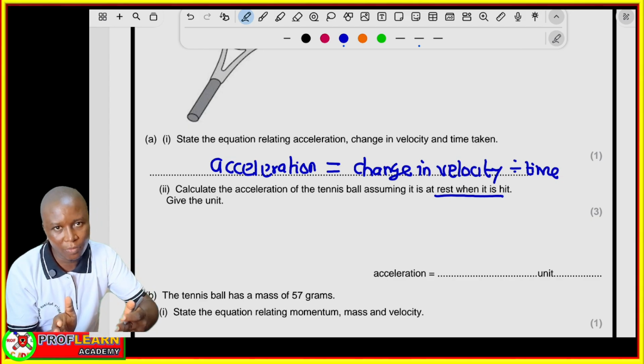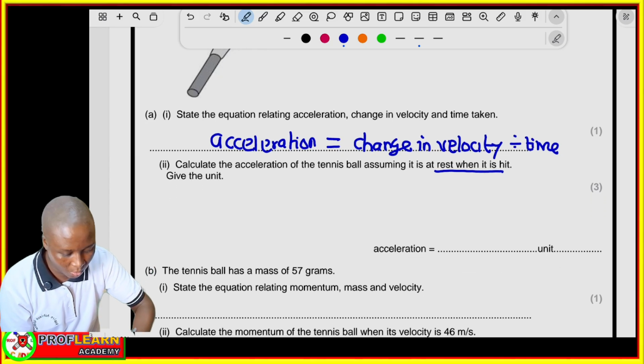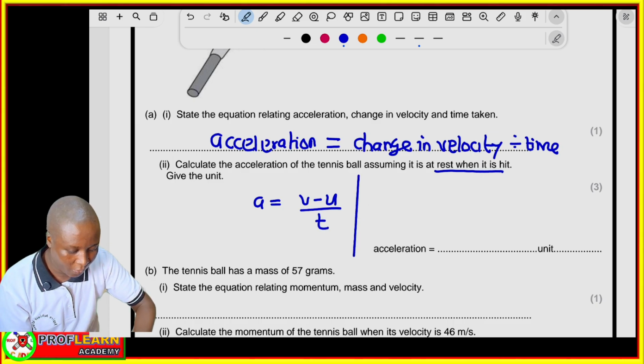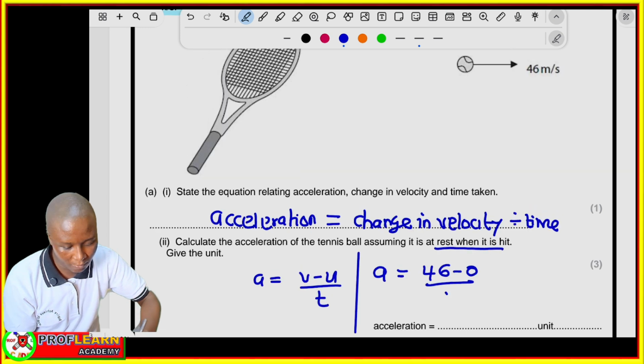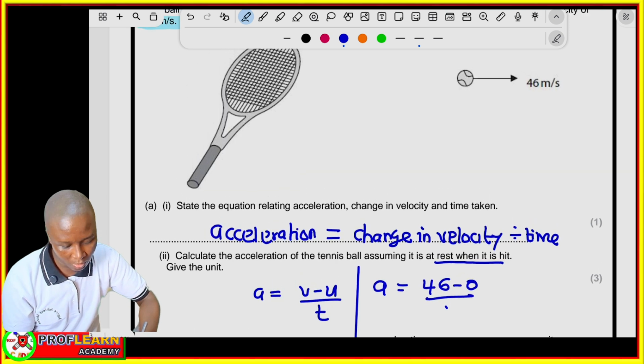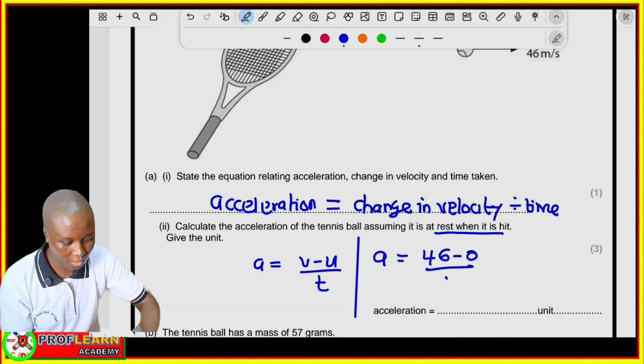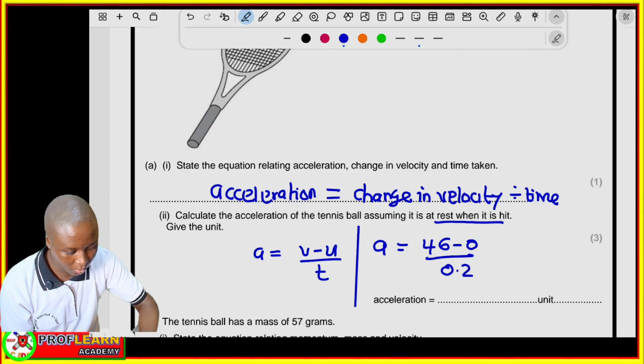So meaning that if you just put this into your calculator, 57 divided by 1,000, that is going to translate to 0.057 kilograms. So we are going to use the mass of 0.057 kg. Don't work with grams. So you got 0.057, then multiply by the velocity, which is 46, and if you work it out, times 46 there, you're getting 2.622 kilogram meter per second. So basically that's what you're going to get in the process of working out this particular question.